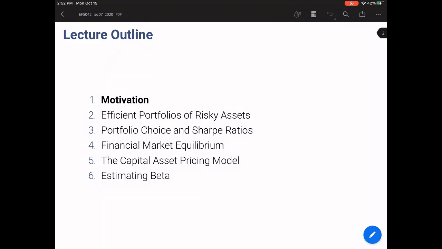Hi everyone, in this lecture I will go over the assumptions that underpin the capital asset pricing model, which is what we will be using to come up with a discount rate for risky cash flow or risky returns. So today's agenda is the following.